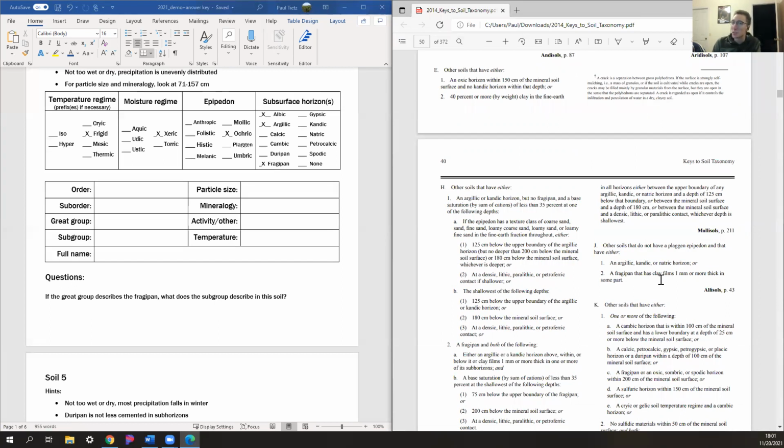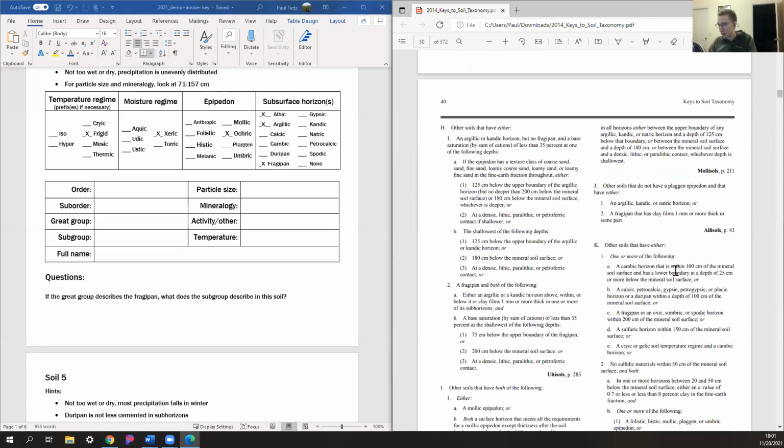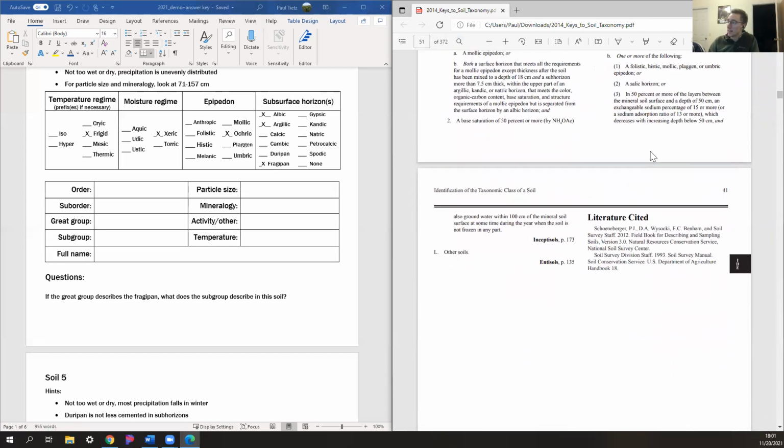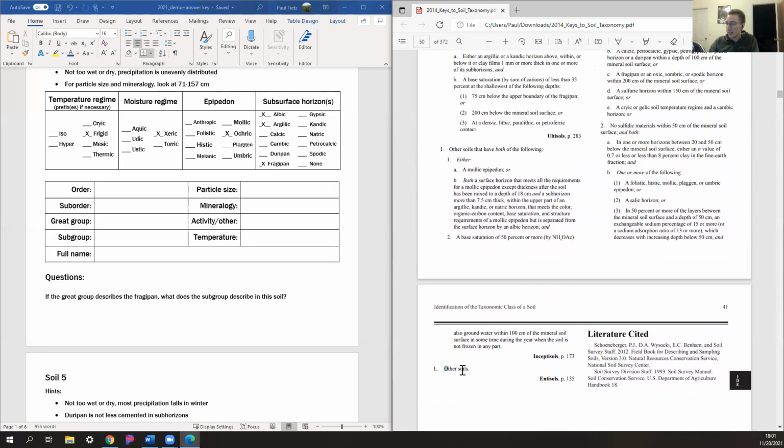Does having a Bt in the soil profile make it an Alfisol? In this case, we fit the definition, but just because you have a Bt horizon in, like, a Spodosol or an Andisol or Ultisol or something, it means you fit the definition for Alfisol as well, but those ones key out first. Their definitions are more restrictive than Alfisol right here. So if we were to keep going, the definition gets more and more broad until it's literally everything else. It just says other soils.